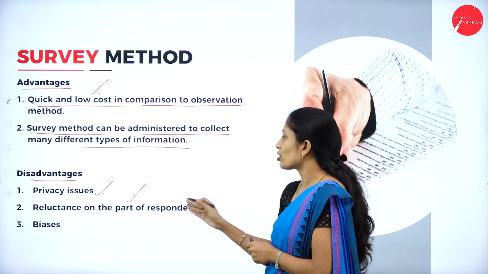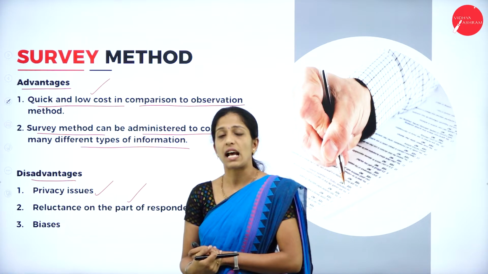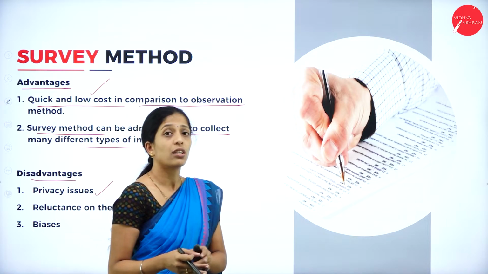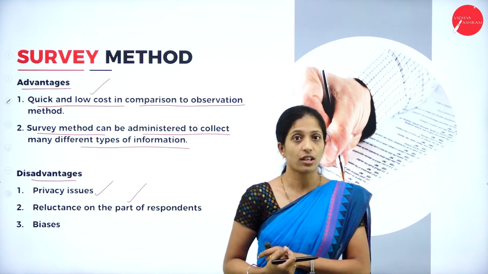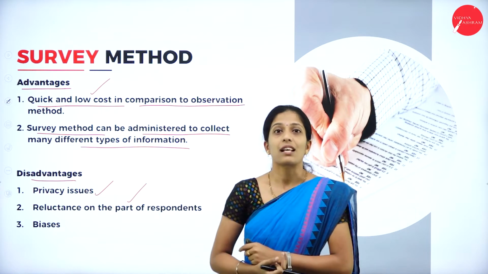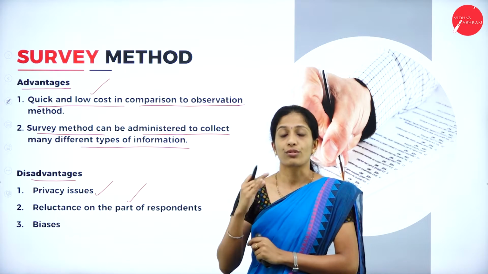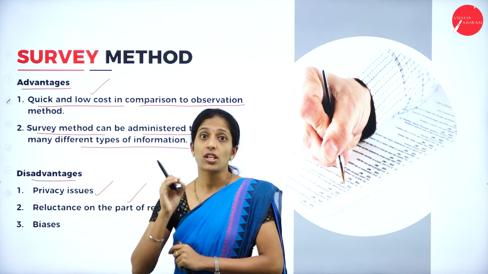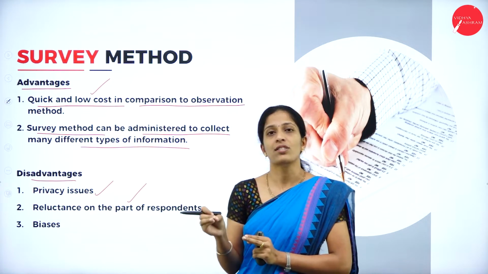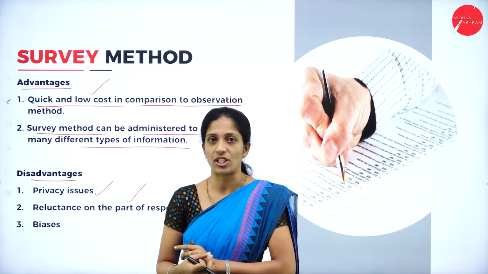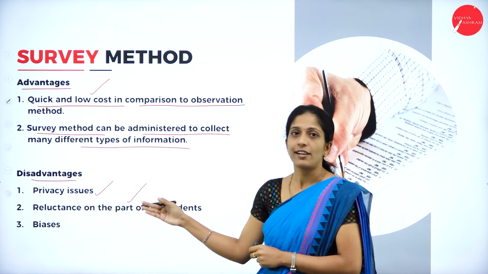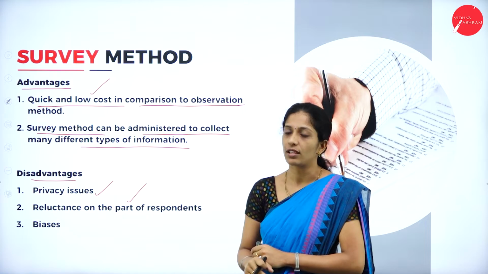Next one is reluctance on the part of respondents. There may be chances that the respondents might not answer all the questions, or they may neglect to answer a question, or due to their laziness they will not give sufficient information. Some questions may be ignored. In those cases, the survey method is an incomplete system. Through observation, the researcher is going to observe and record the data or information. But in this case, the whole research activity will be dependent on the respondent's information. So if the respondent does not cooperate with the researcher, it relates to reluctance on the part of the respondent.